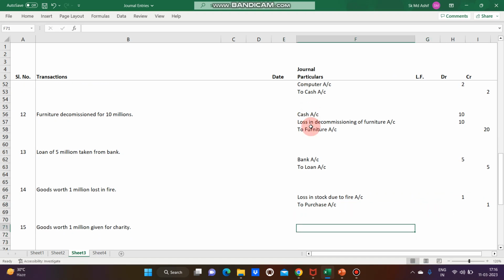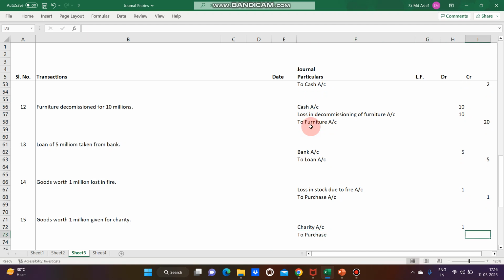Goods worth 1 million given to charity. So charity is an expense for your business. So charity will be debited as there's an increase in it. It will be debited, and your purchase will be credited as your stock is getting reduced. Your purchases were your expense account, so whenever there was an increase it was debited. Now since there's a decrease in your purchase, your stock, so it is getting credited.